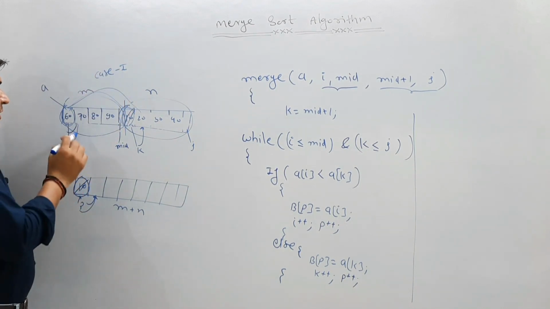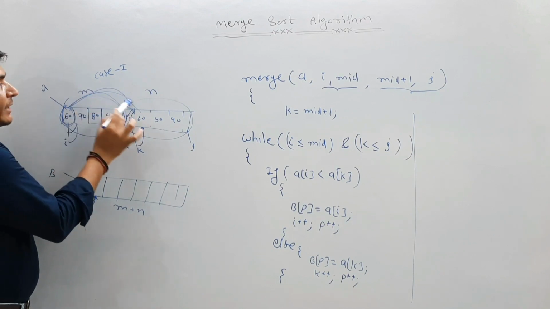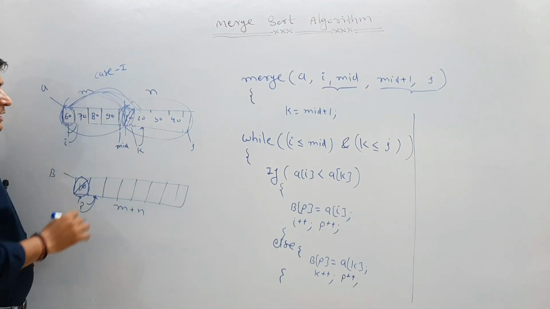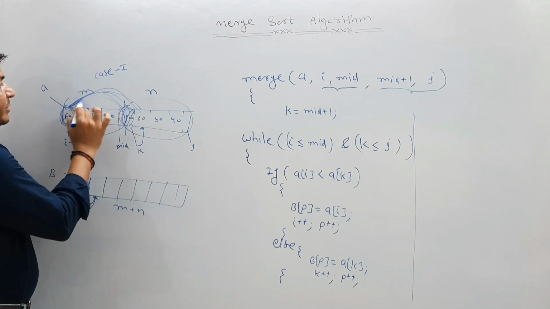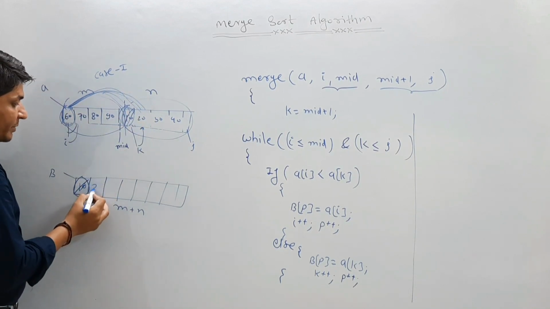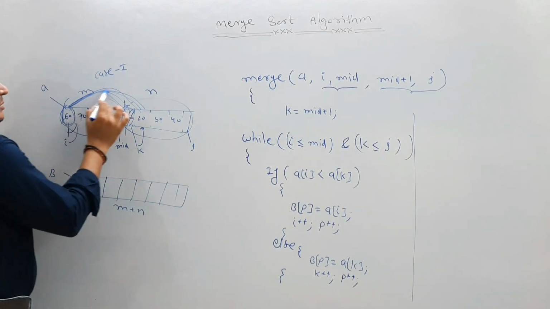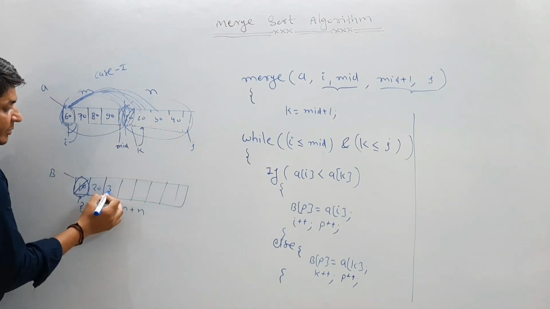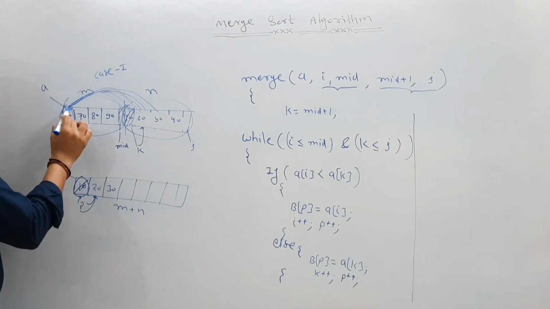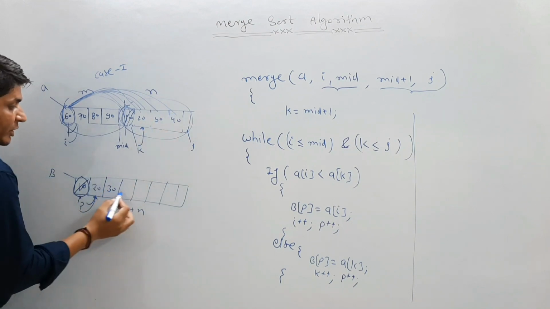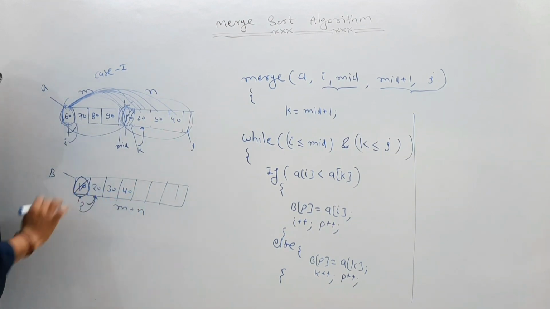See, first we will compare 60 and 10. So 10 will be copied, yes. Then we are going to make the comparison between 60 and 20. So 20 will be copied here, correct? Then we will make the comparison between 60 and 30. So 30 will be copied. Then again we are going to compare 60 and 40. So 40 will be copied. Whichever is minimum will be copied here, correct?